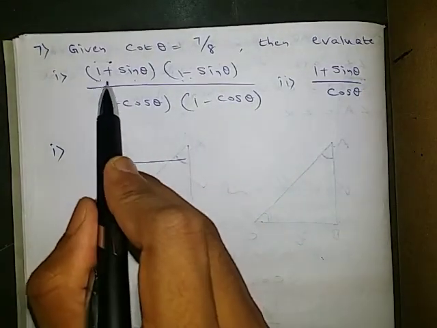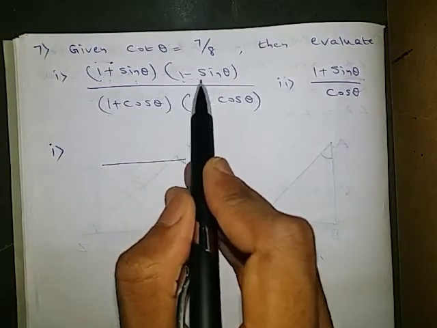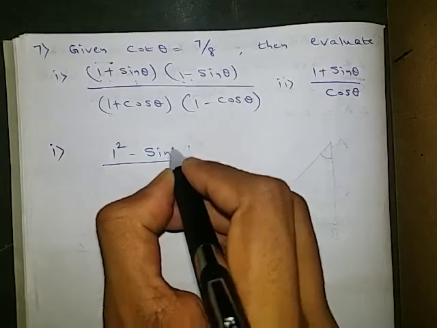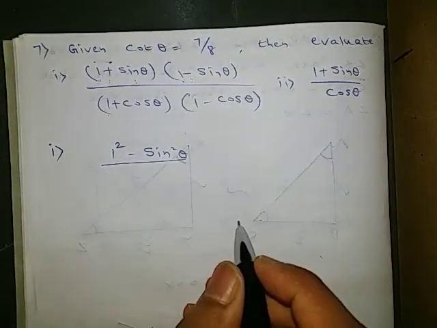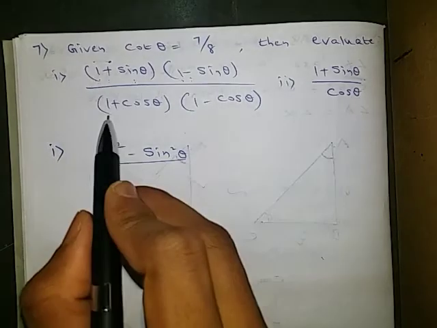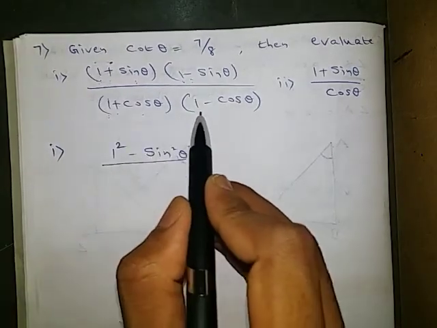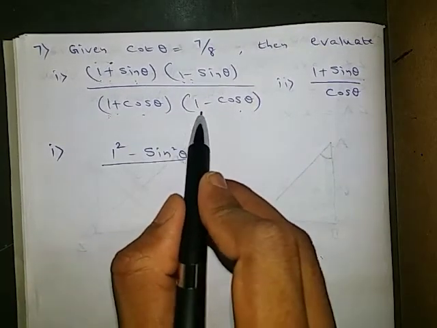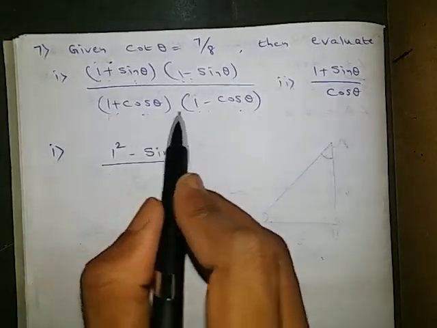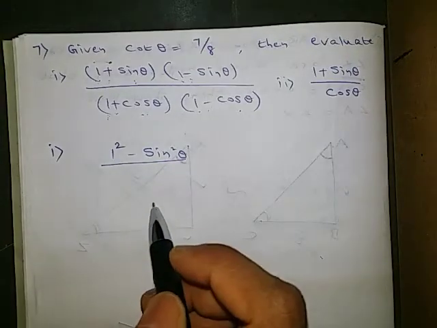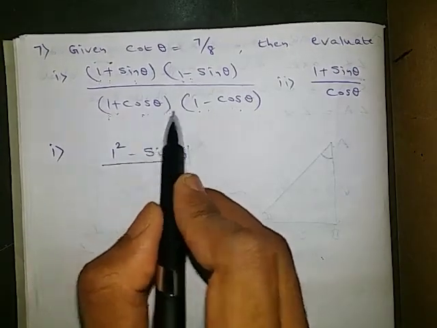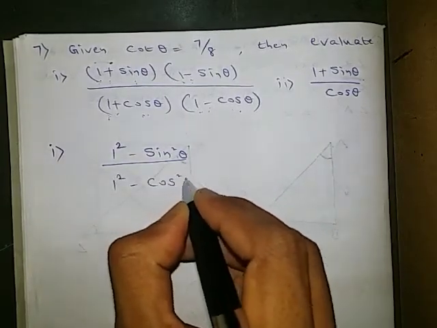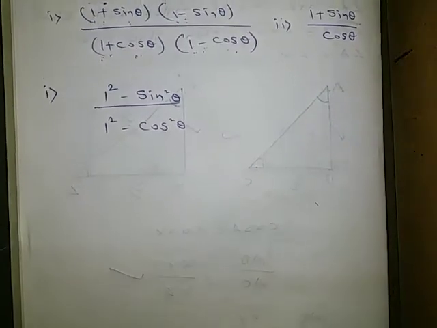This is (a plus b) into (a minus b), that will become a square minus b square. The same way, in the denominator, 1 plus cos theta into 1 minus cos theta is (a plus b) into (a minus b), which is nothing but a square minus b square. So 1 plus cos theta into 1 minus cos theta will become 1 square minus cos square theta.